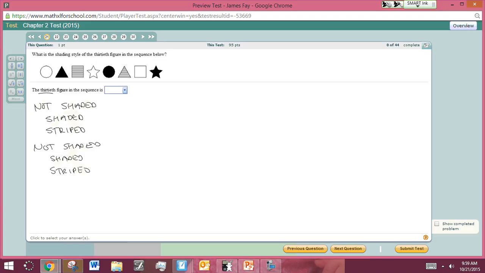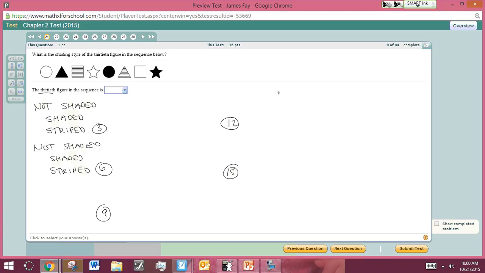Now they ask me to go out to the 30th term. I don't want to write that out 30 times. So I recognize that the third shape is always the same. The third one is striped. Here in my list, the 6th one would be striped, the 9th one would be striped, the 12th one would be striped, and then the 15th one would be striped. Multiples of 3 are striped.